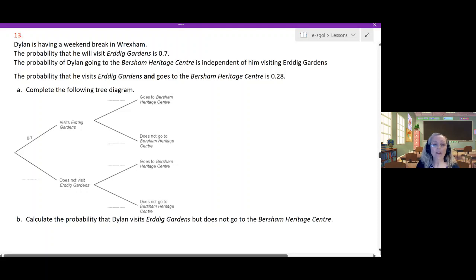And on this diagram, I know it's very hard to see, but there is actually a 0.7 put on here for you already. So you need to fill in the rest of the tree diagram. And then the second part of this is for you to calculate the probability that Dylan visits Erddig Gardens but does not go to the Heritage Centre. So I'm just going to give you 30 seconds, and then if you need more time, you'll be able to pause the video.